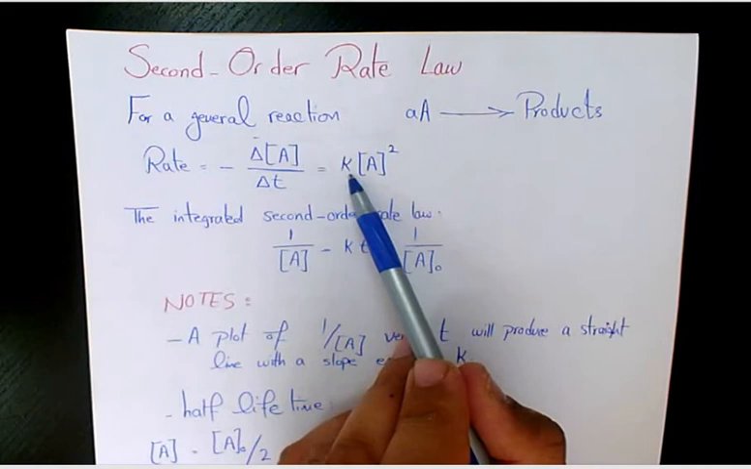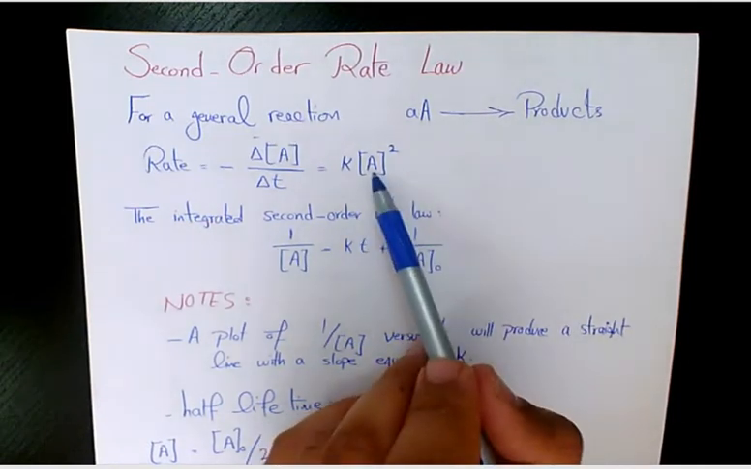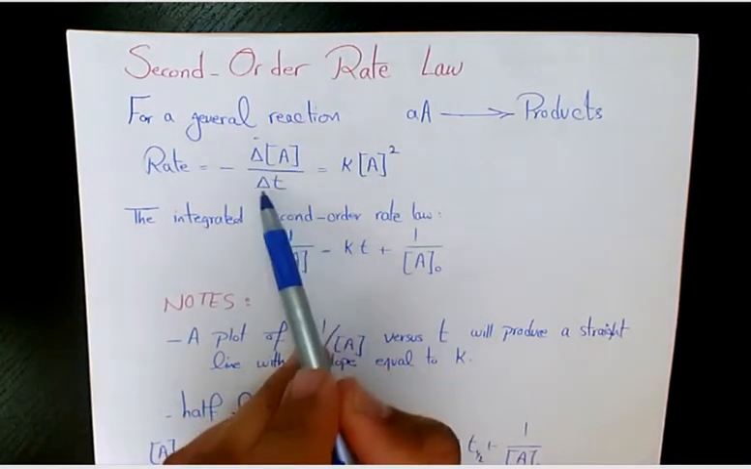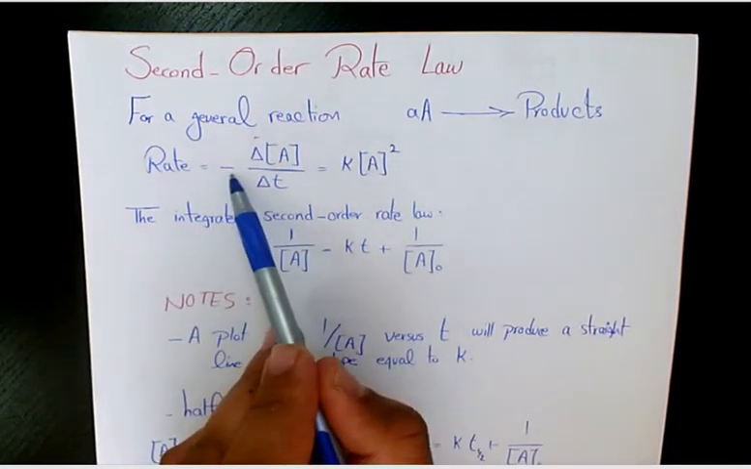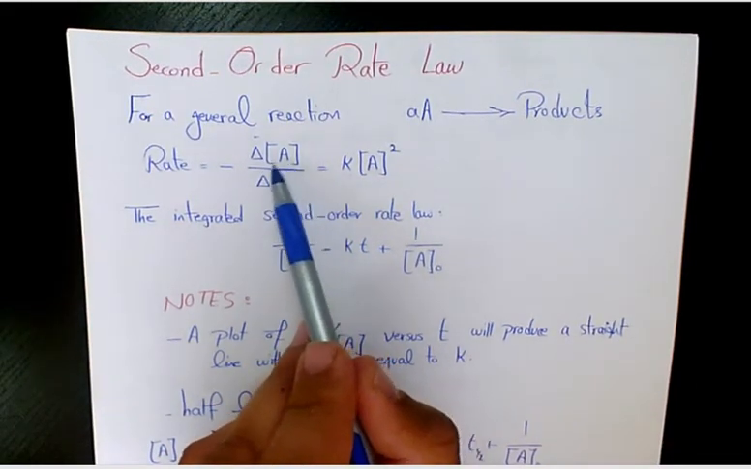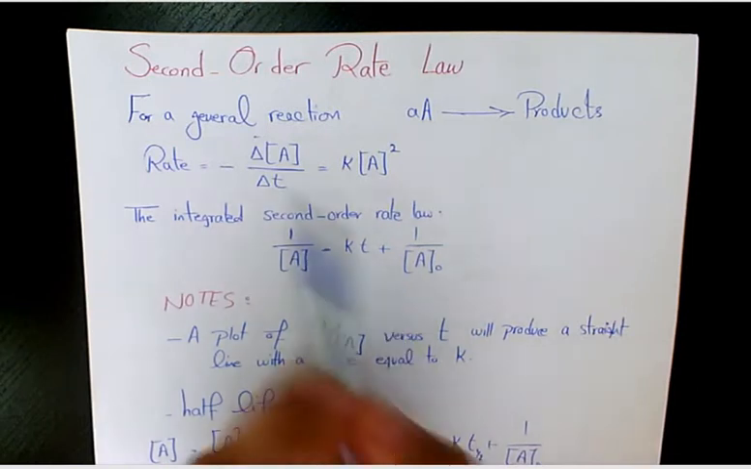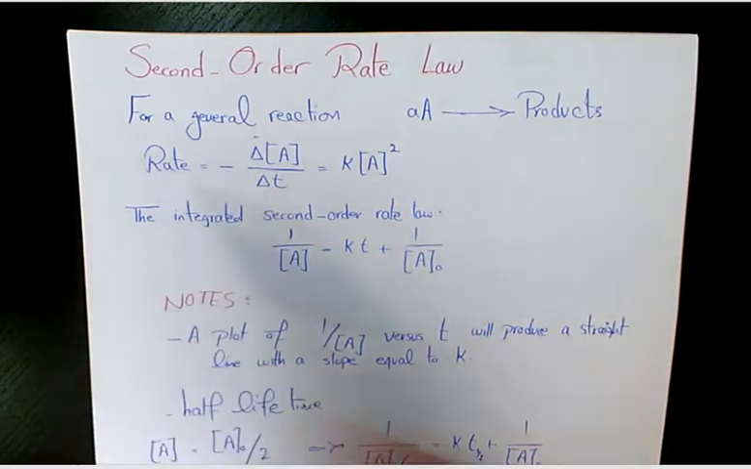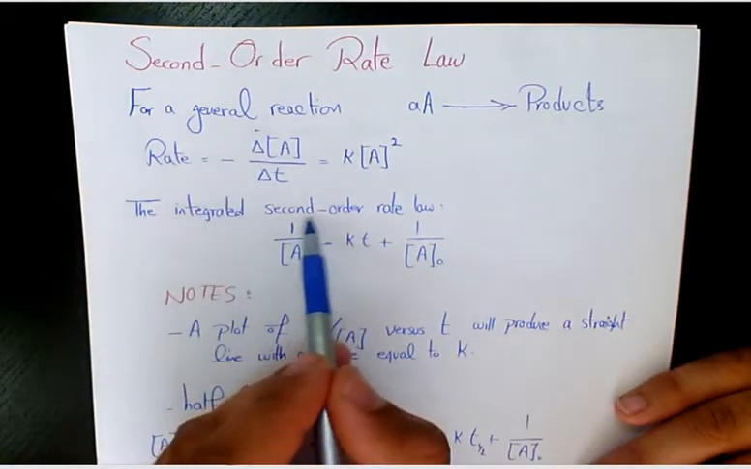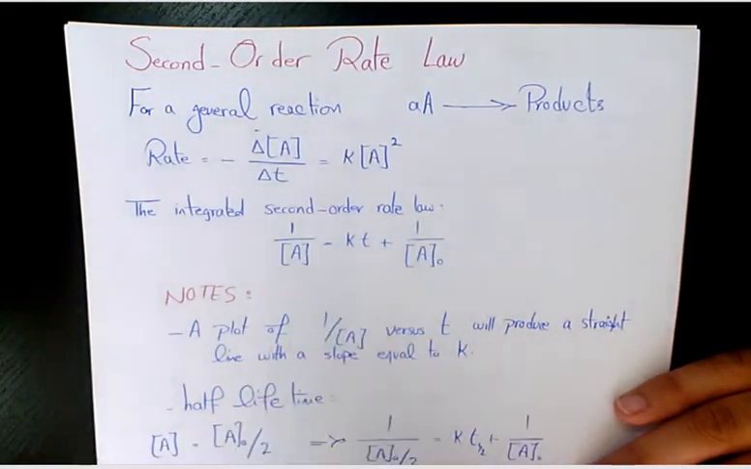k is called the rate constant and it depends on temperature, and A is the molar concentration of reactant to the power of 2. So rate of change with respect to time, and we have negative because we know the concentration of reactant is decreasing over time, so we need to multiply it by negative to make it a positive value. So the integrated second order rate law is going to be like that.